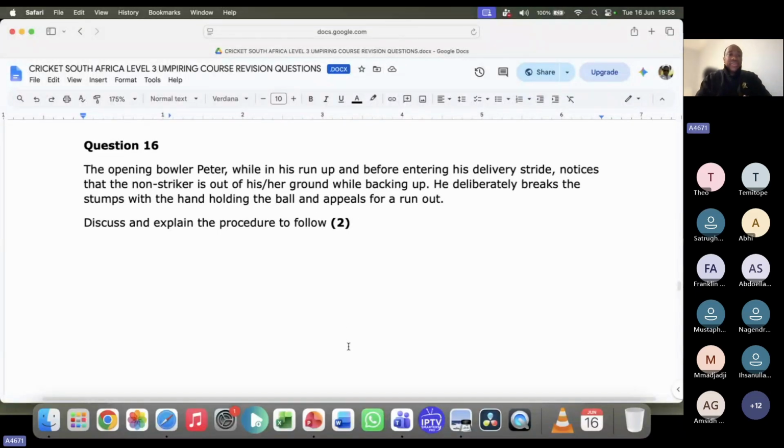Question 16. The opening bowler, Peter, while in his run-up and before entering his delivery stride, notices that the non-striker is out of his or her ground while backing up. He deliberately breaks the stumps with the hand holding the ball and appeals for a run-out. There is an appeal. Answer the appeal and explain the procedure to follow. For 2 marks, Abdullah, any new hands?